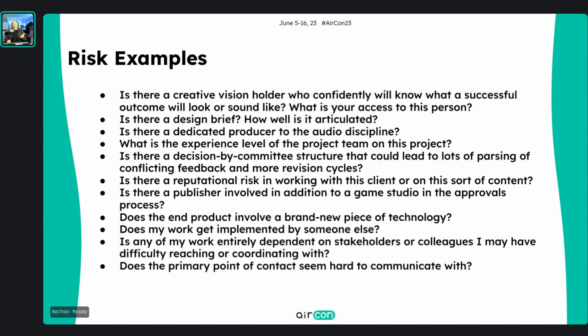And here's another really tricky one. What is your rapport basically with the primary point of contact? Do they seem easy or hard to communicate with? That can absolutely be a risk factor. And that's one that's going to be really hard to negotiate, because the primary point of contact, that's someone that usually cannot be reassigned to any other sort of role. So that's just something you'll have to think about.